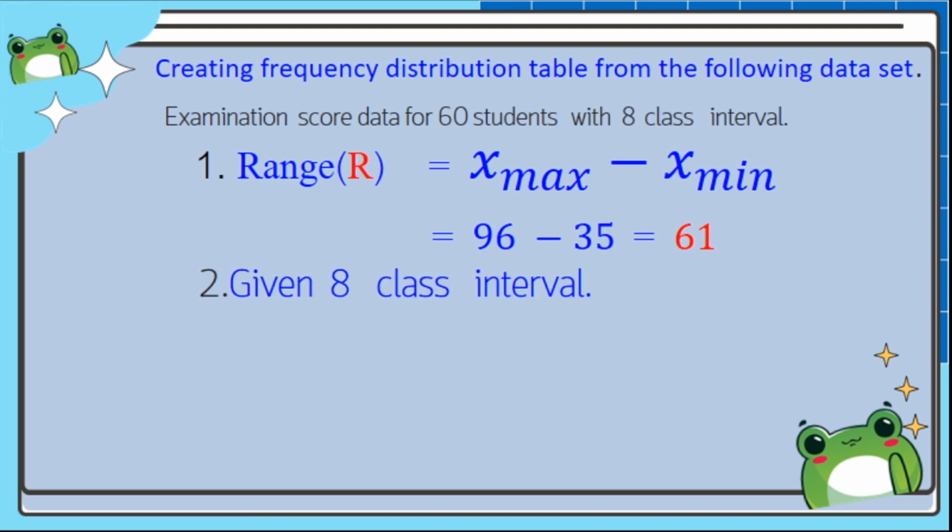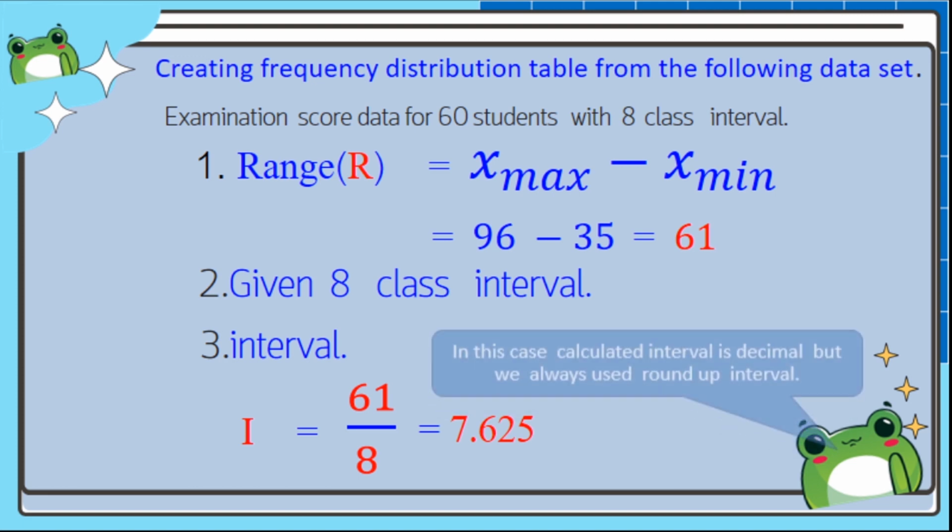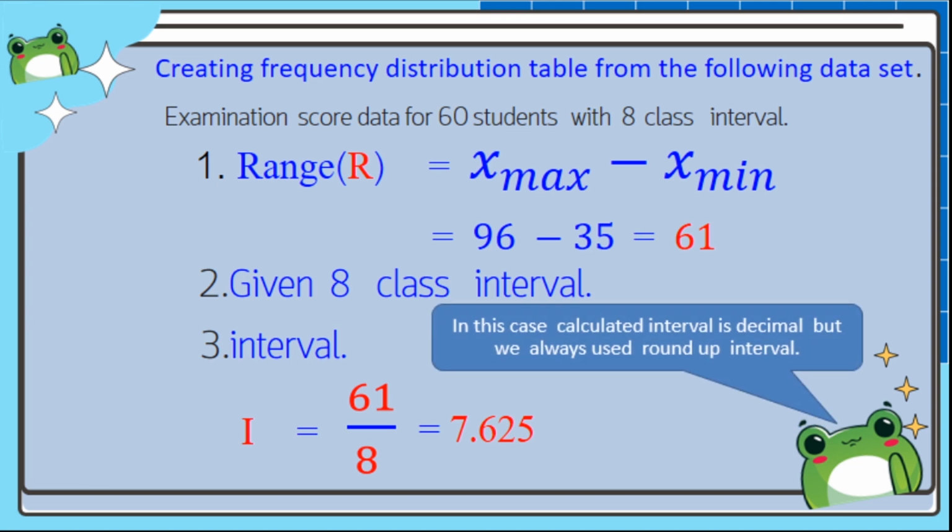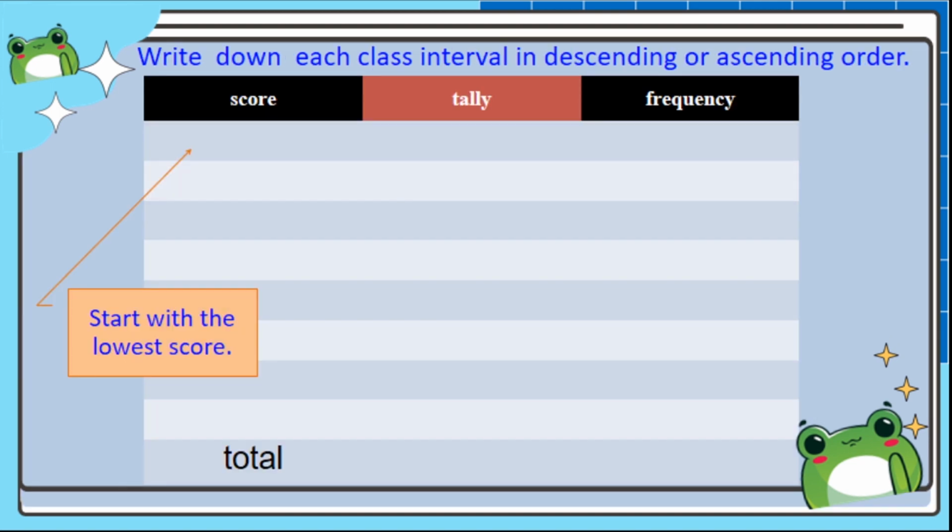The second step, the problem gives us the number of class intervals, so we can find the width of the class interval, that is 61 divided by 8. The result has a remainder, that is 7.625. In this case, the interval is a decimal, but we always round up the interval. So the width of the class interval equals 8. And next, write down the class intervals in descending or ascending order.